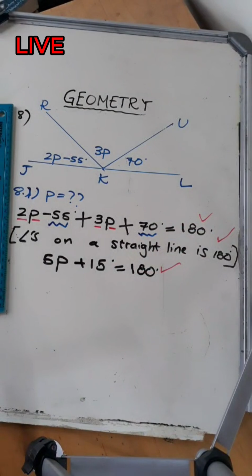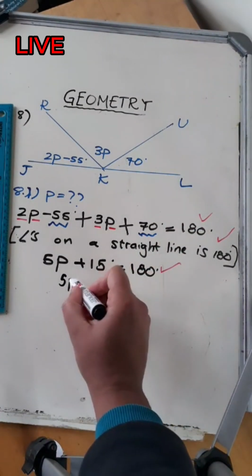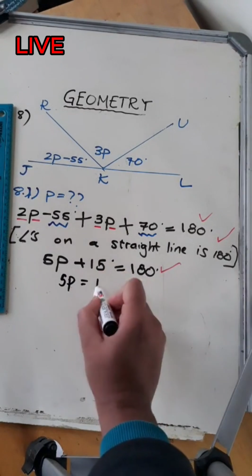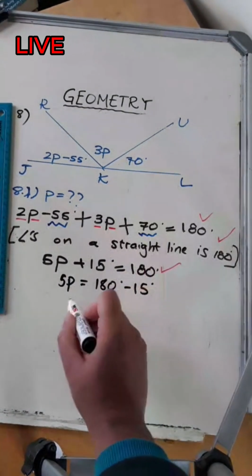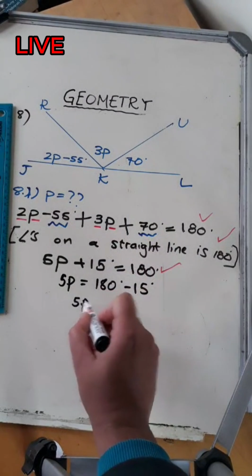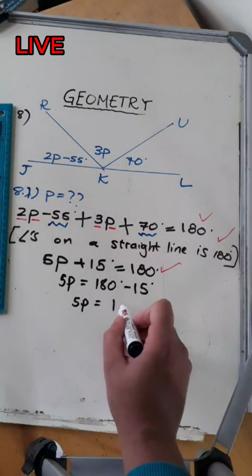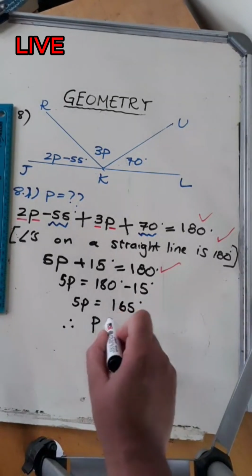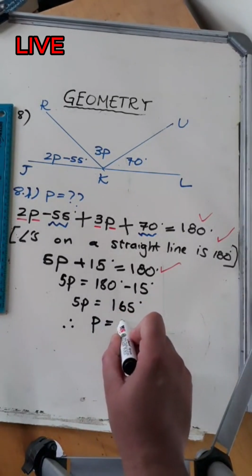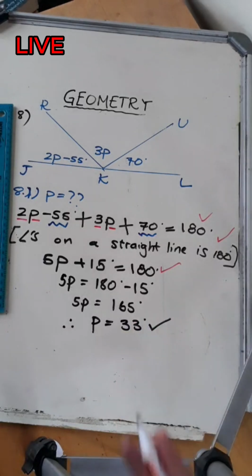Now you are trying to solve for P, so that means 5p is equal to 180 degrees minus 15 degrees, so that means 5p is equal to 165 degrees. So that means my p value is going to be equal to 33 degrees, and this here is your final answer.